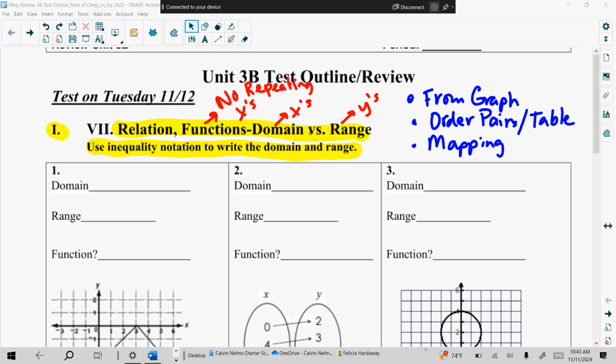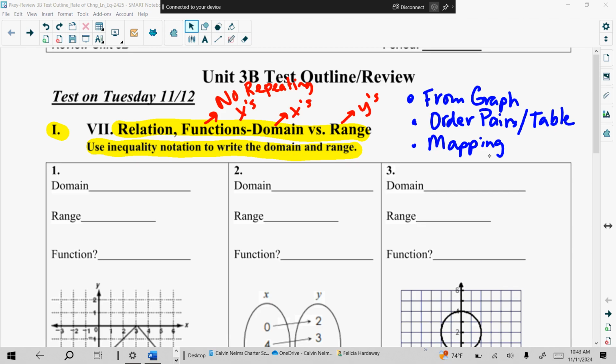So the first section is understanding what a relationship is, and then if it's a function, and then the parts of a function, the domain and range. So you have to be able to do, we're going to do one of each, from a graph, from ordered pairs or a table, and from mapping.